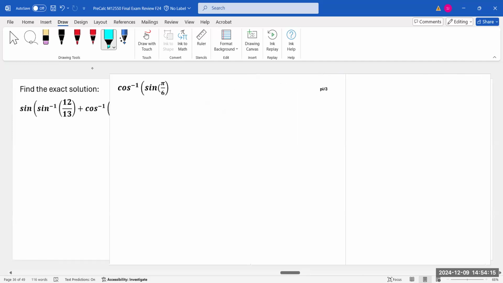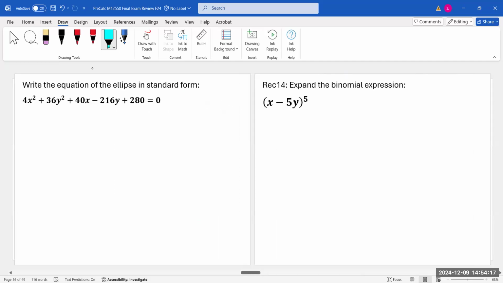Okay, another thing you're going to see today are these two. Write down the equation for the ellipse and expand binomial. So for the ellipse, we complete the square twice. An ellipse has the format (x minus h) squared over a squared plus (y minus k) squared over b squared.